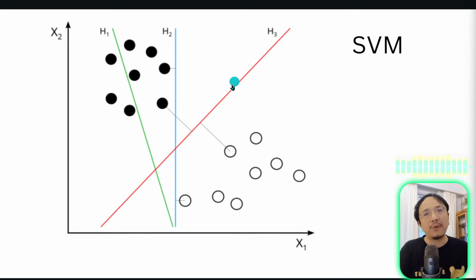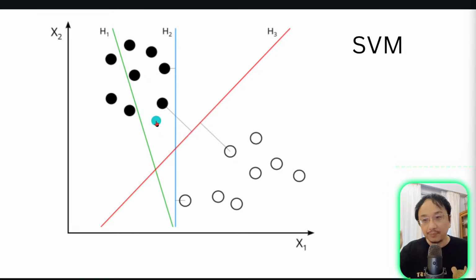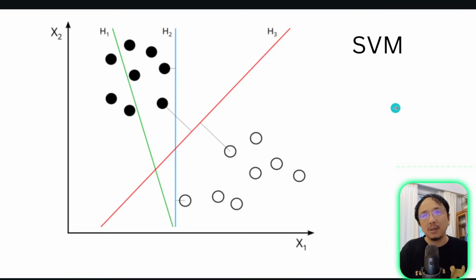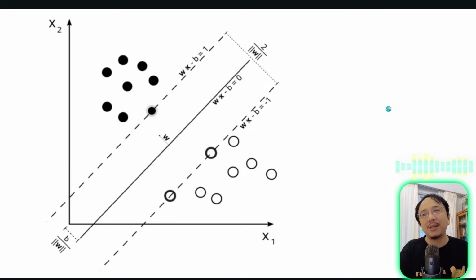So not only do we want to find a straight line that separates the black samples and the white samples, we wish the margin to be as large as possible. That's kind of intuitive. We can translate these intuitions into a mathematical formula.